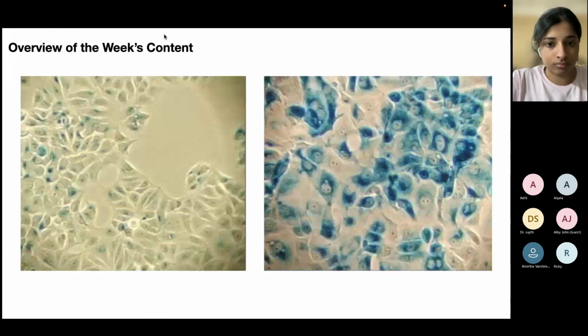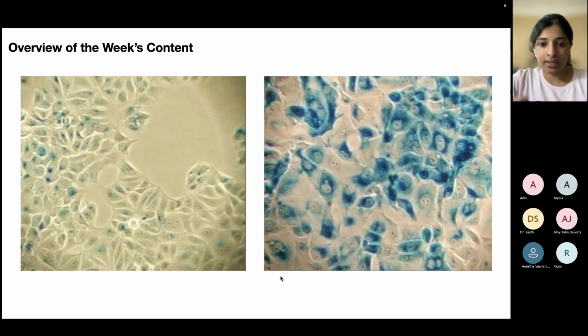So when we just look at these two images, these are microscopic images of two different cellular populations. Let us try to identify what exactly is different in these two cells. On the outlook, the first thing that you notice is that the cells on the right have taken up more of the dye than compared to the cells on the left.